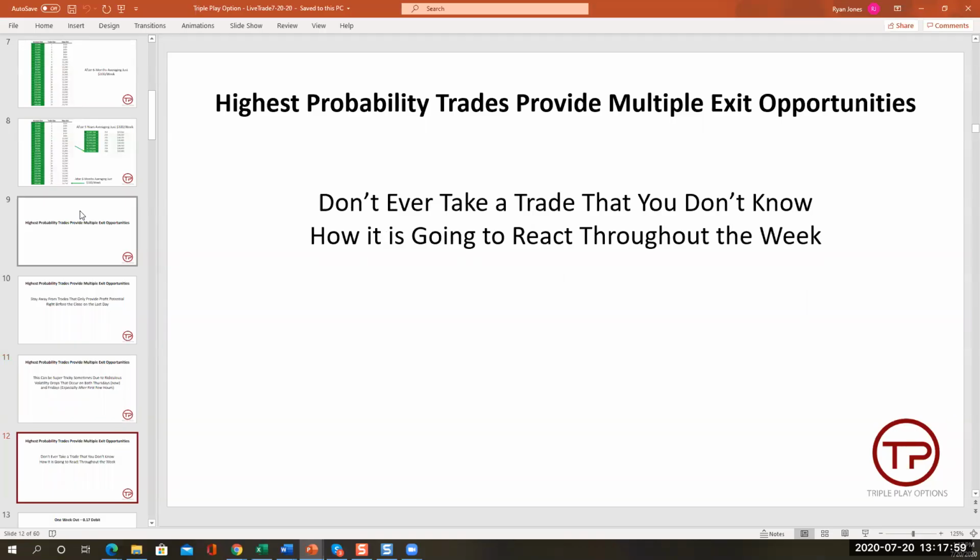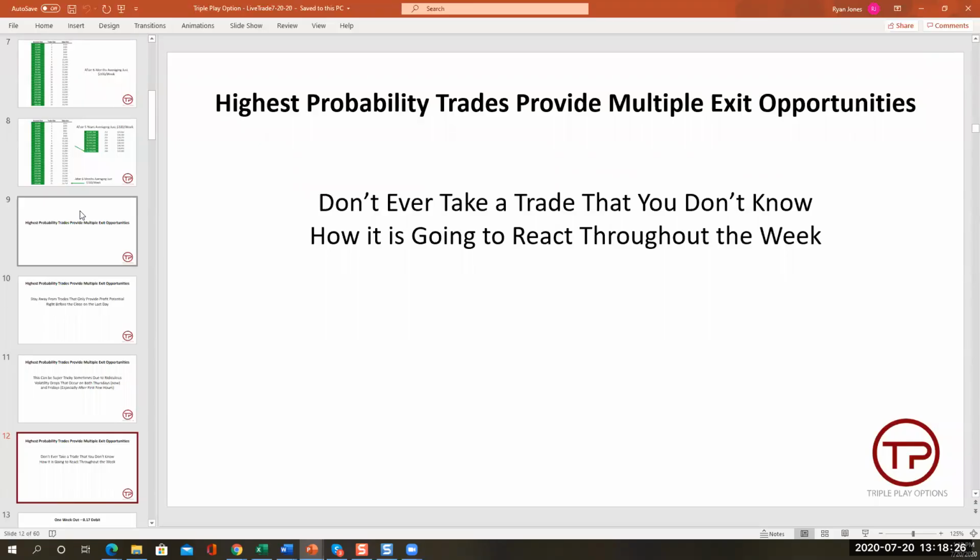So here's my suggestion for you. As you're putting these together, you're learning how to put these together. You're going off on your own, and you're saying, "Oh wow, I'm going to use this bearish trade, and I'm going to add this bullish trade," and that's great. That's great that you're doing that. But don't ever, ever take a trade that you do not know how it's going to react throughout the week.